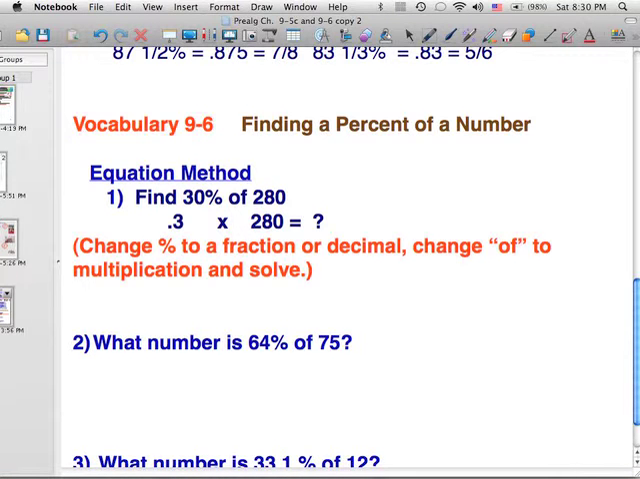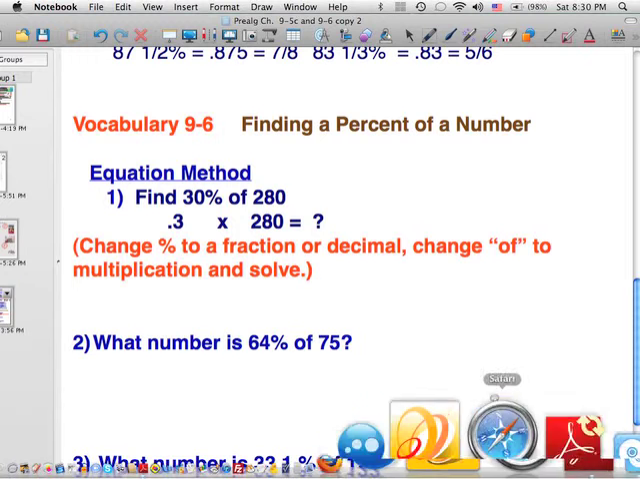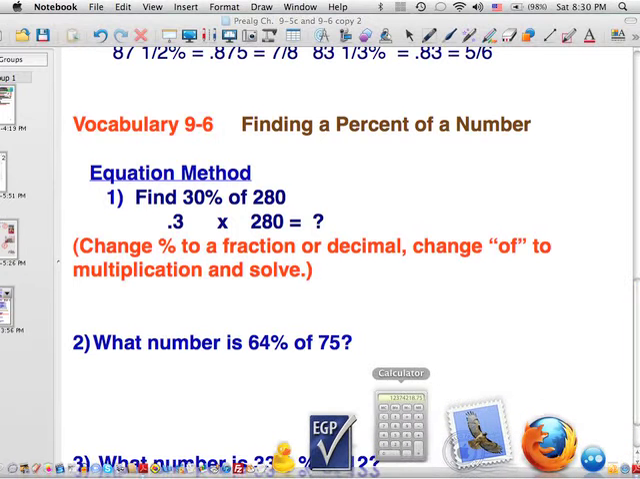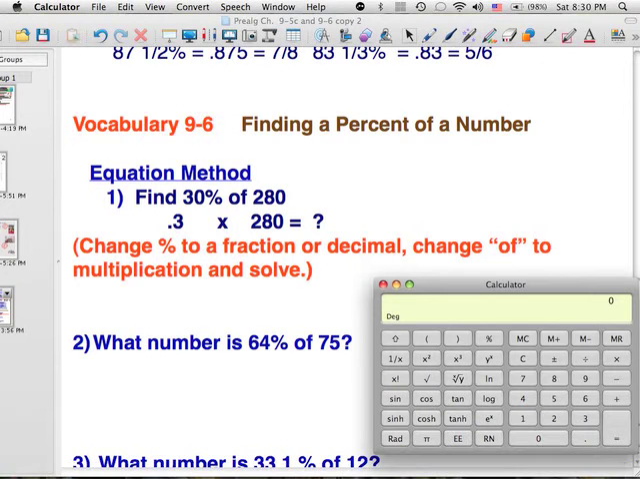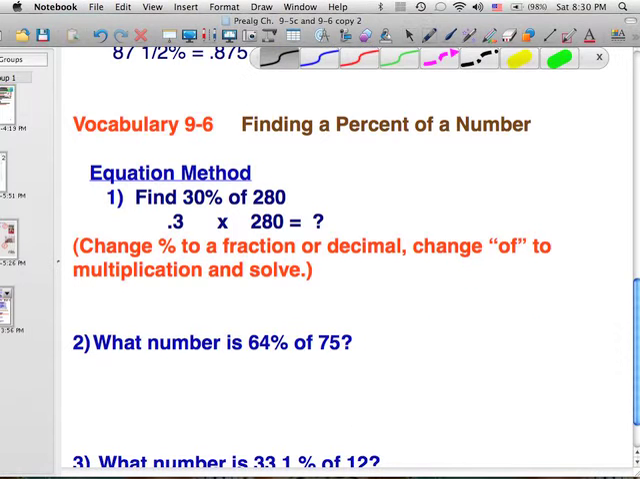So 30% is 0.3, decimal is fairly easy to work with, times 280. And multiply that out. We get 0.3 times 280, and 30%, about a third, of 280 is 84.